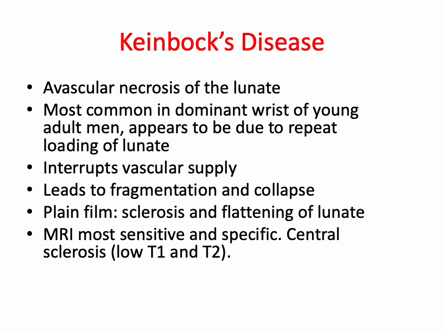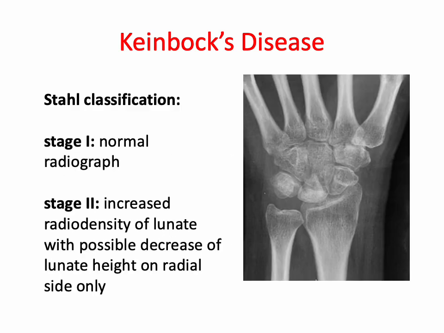Kienbock's disease is a term for avascular necrosis of the lunate bone. It's more common in the dominant wrist of young men due to repeat loading on the lunate, which interrupts its vascular supply and can lead to fragmentation and collapse. Plain films show sclerosis and flattening of the lunate bone, but MR is more sensitive.